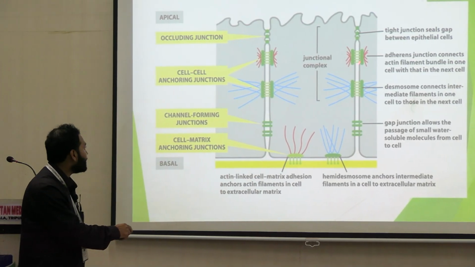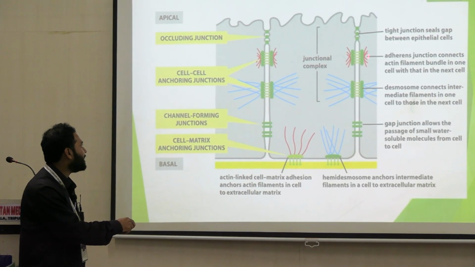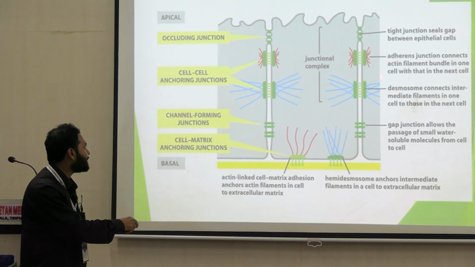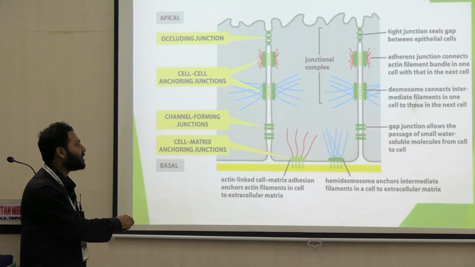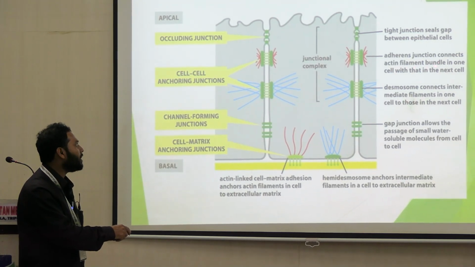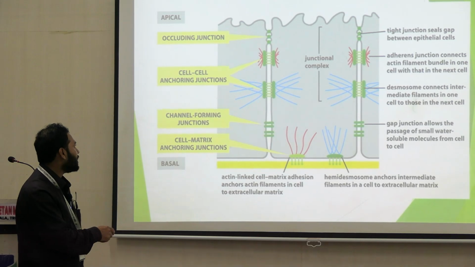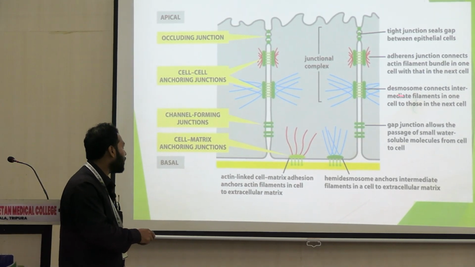You can see this is the transmembrane protein, right? And this is the actin filament present in this epithelial cell, and this is the actin filament present in the next one. So Adherens junctions connect the actin filament bundle in one cell with the next. This is another important function of cell junction.